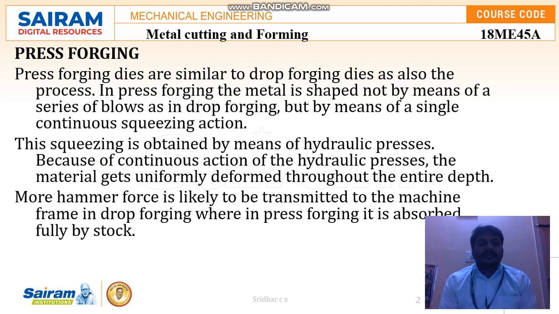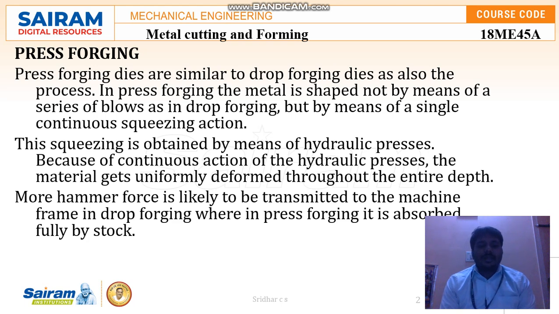The press forging dies are similar to the drop forging dies. In press forging, the metal is shaped not by means of a series of blows as in drop forging. In drop forging, a series of hammer blows is used to fill the cavity between the two dies. But in press forging, the metal is shaped by means of a single continuous squeezing action. That is how press forging is different from drop forging.